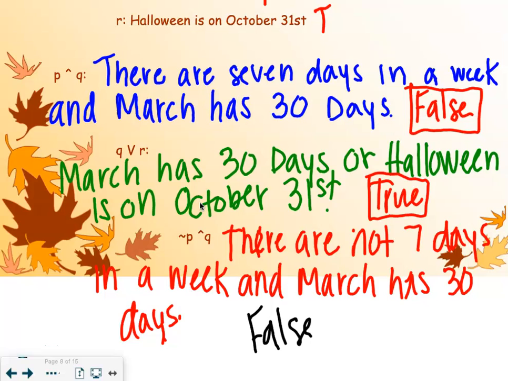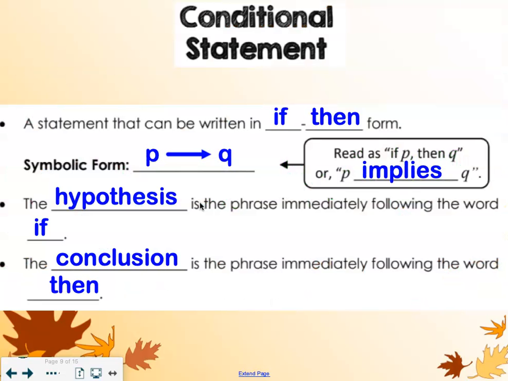Now we're going to talk about what a conditional statement is. That's just a sentence or a statement written in if-then form. So in symbols, it's going to say P with an arrow, then Q, which is read as P implies Q. The hypothesis is the phrase that immediately follows the word if. And the conclusion is the phrase that follows the word then. It's kind of like science.